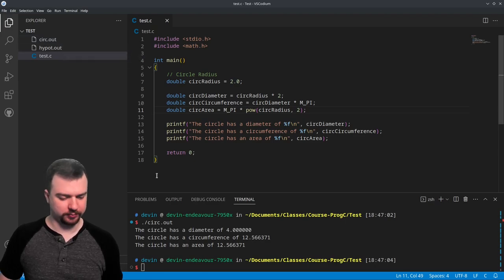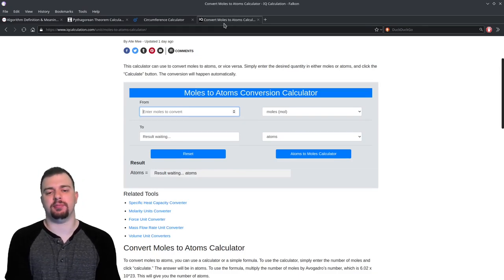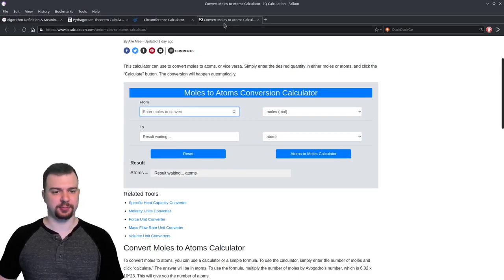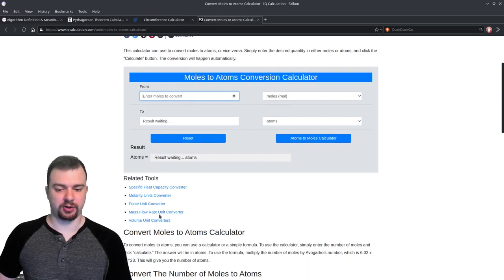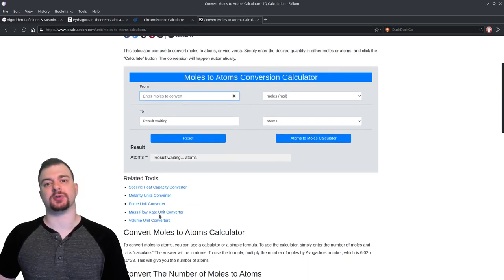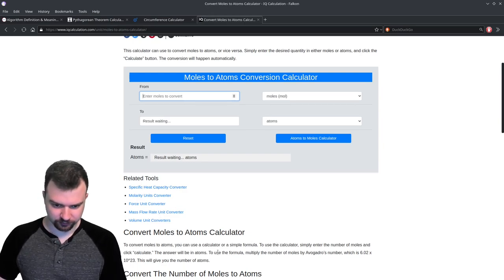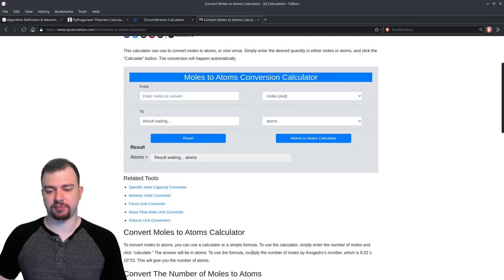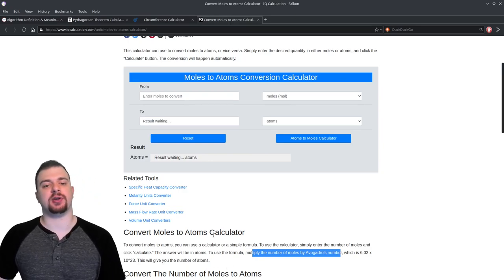And we had one more. What was that? So this is converting moles to atoms. Good old chemistry stuff. And anyone that's familiar with this should know that we need a particular constant called Avogadro's number. So to convert moles to atoms, you can use a calculator, yada, yada. Use a formula, multiply the number of moles by Avogadro's number, which is 6.02 times 10 to the 23rd. And that will give you the number of atoms.